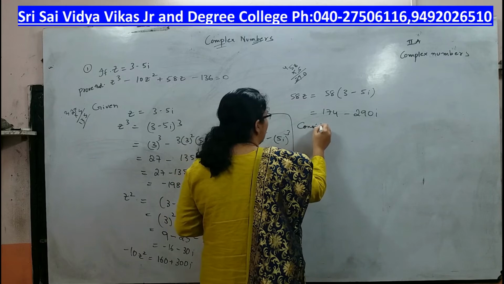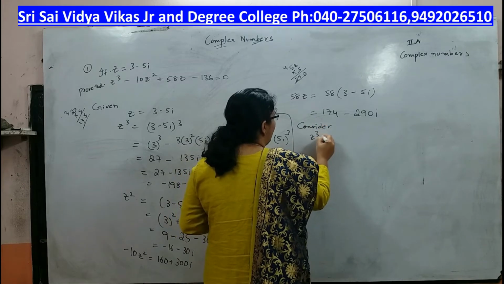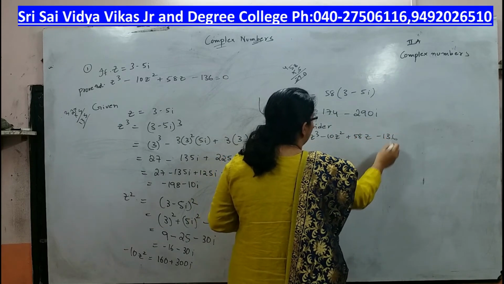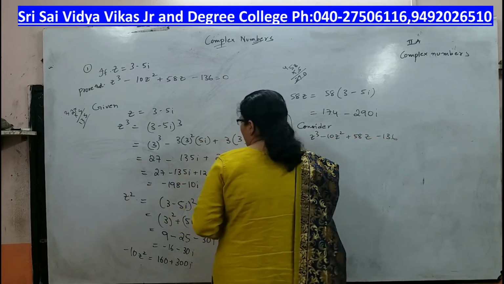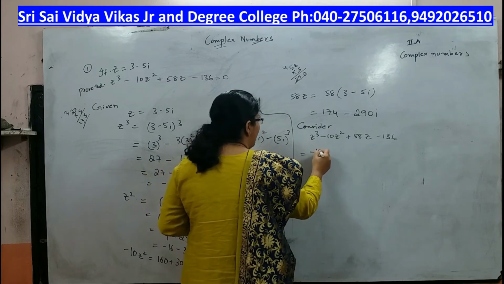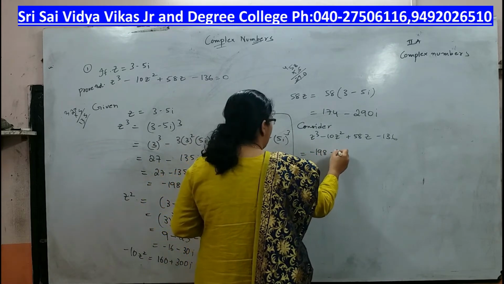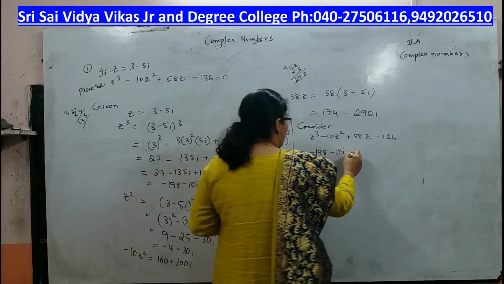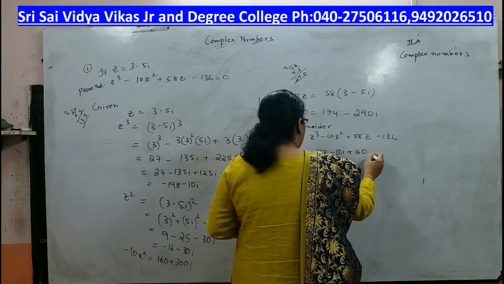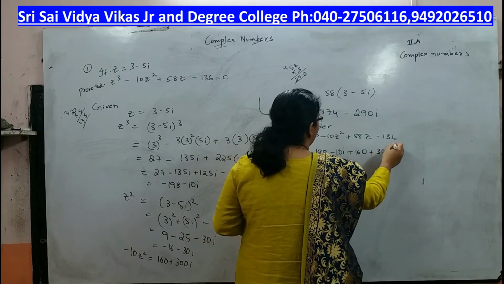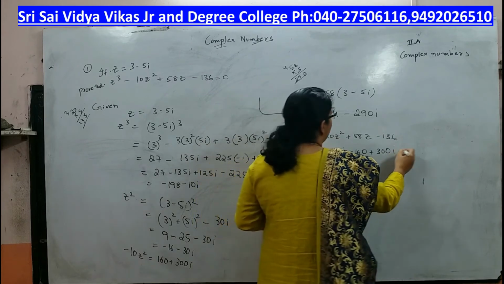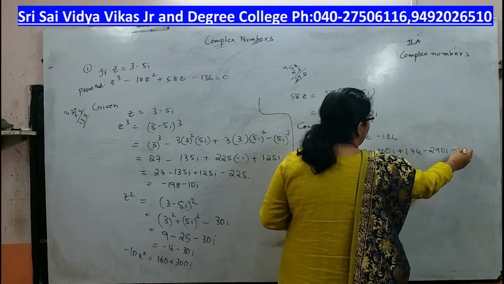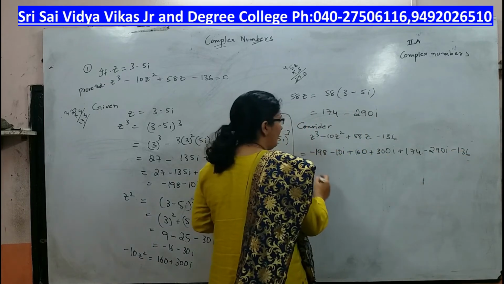Consider z cube minus 10z square plus 58z minus 136, that is equal to, what is z cube that you got? Minus 198 minus 10i. Next, minus 10z square is plus 160 plus 300i, plus 174 minus 290i, minus 136. This is what you have.